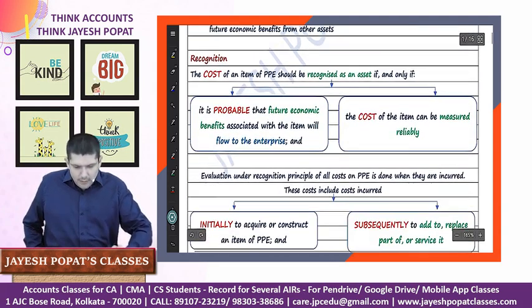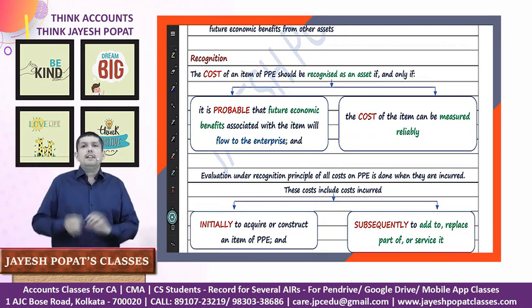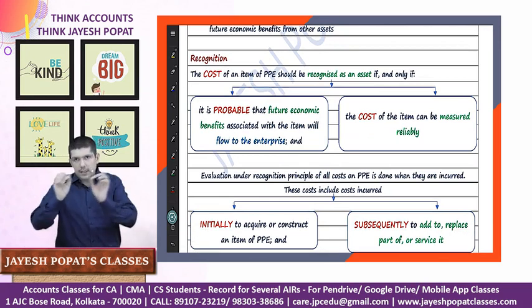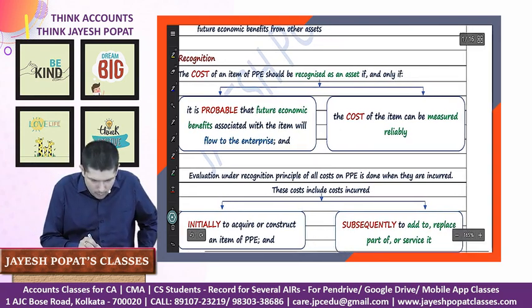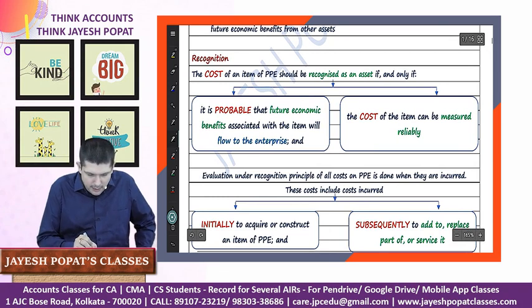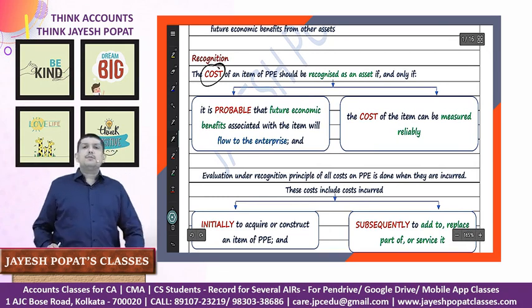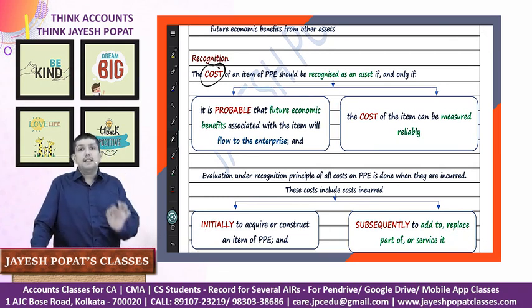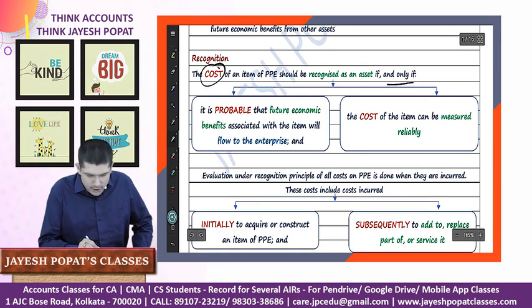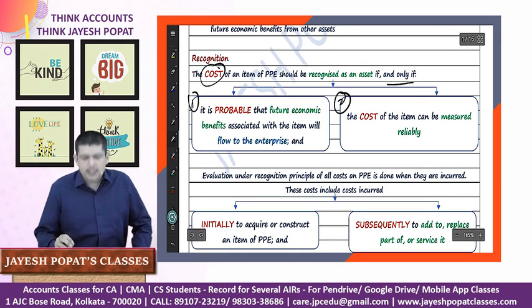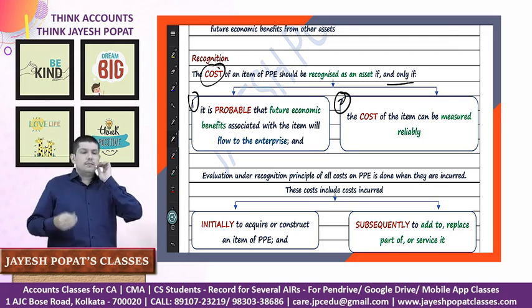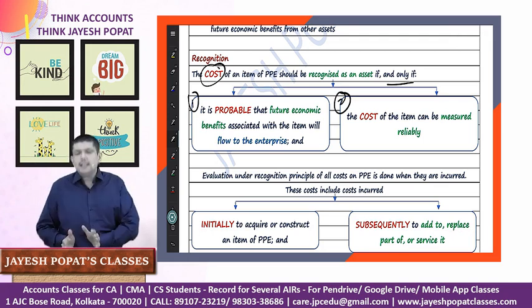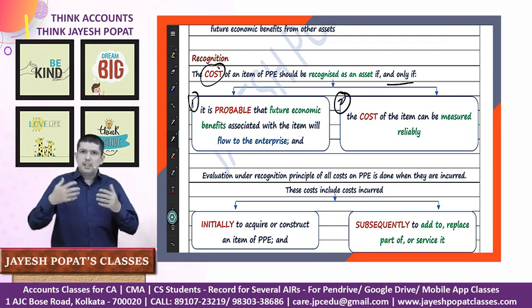Then we'll talk about the recognition aspect of it, that is, when will you record the PPE in the books of accounts, right? The PPE has to be recorded at cost, right? So it says that the cost of an item of PPE is to be recognized as an asset if and only if these two conditions are met. The first condition is that it is probable that the future economic benefits associated with that item will flow to the enterprise, and the second is that the cost of the item can be measured reliably.